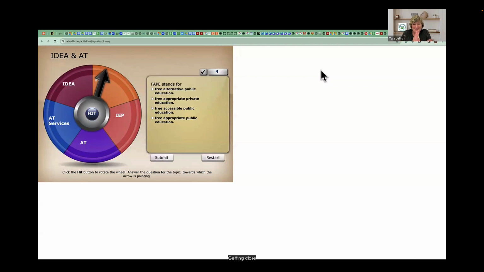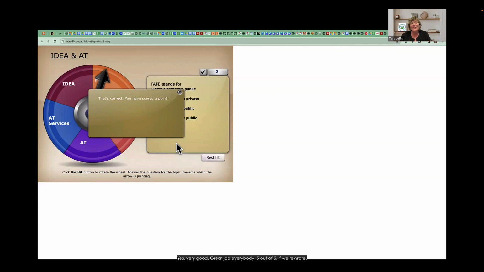Oh, getting close. Okay, I think we're there. It looks like the Free Appropriate Public Education, and we submit. Yes, very good. Great job, everybody. Five out of five.